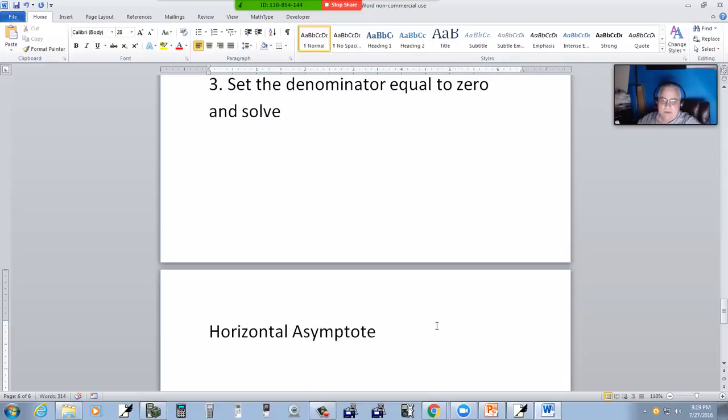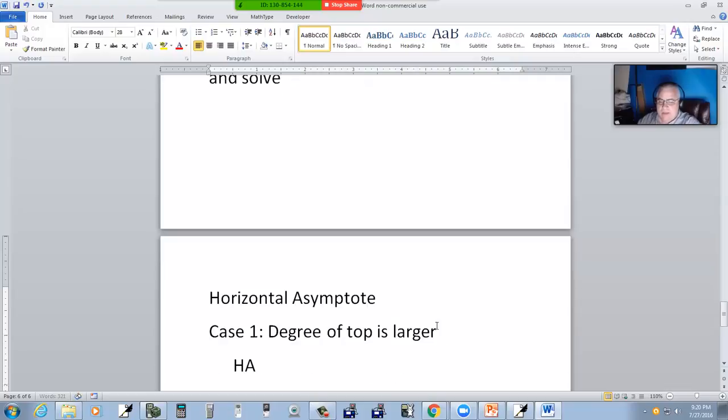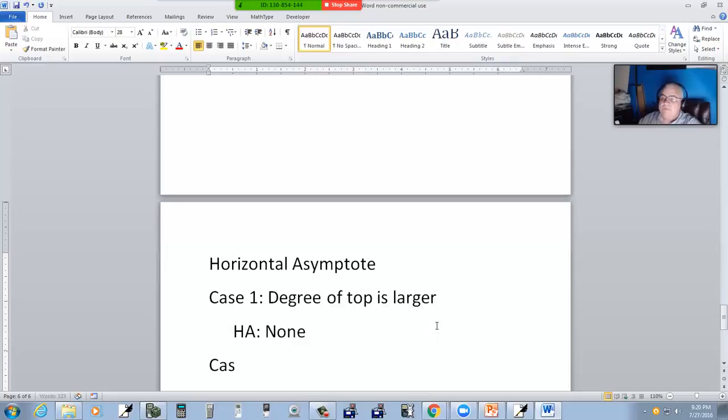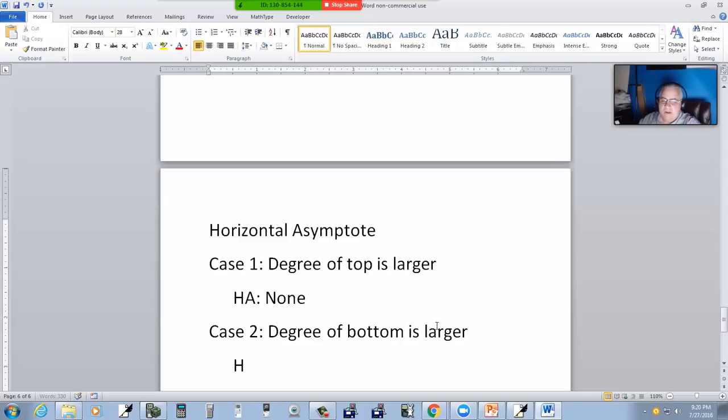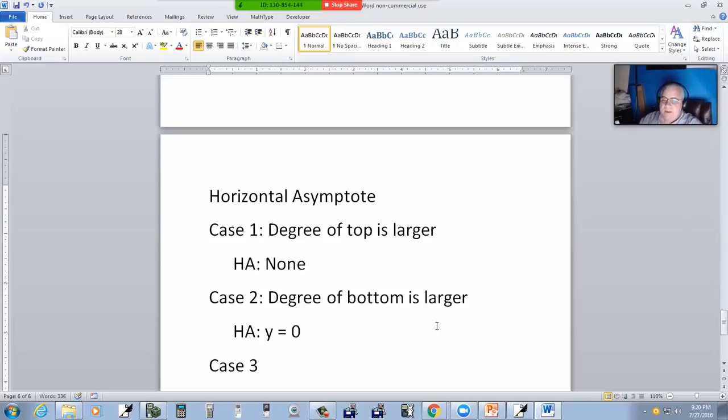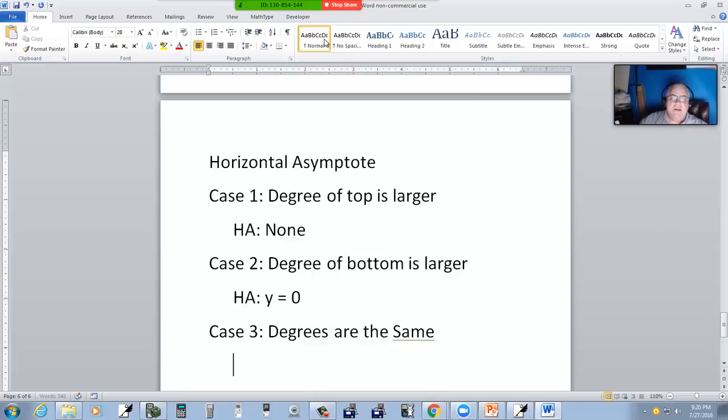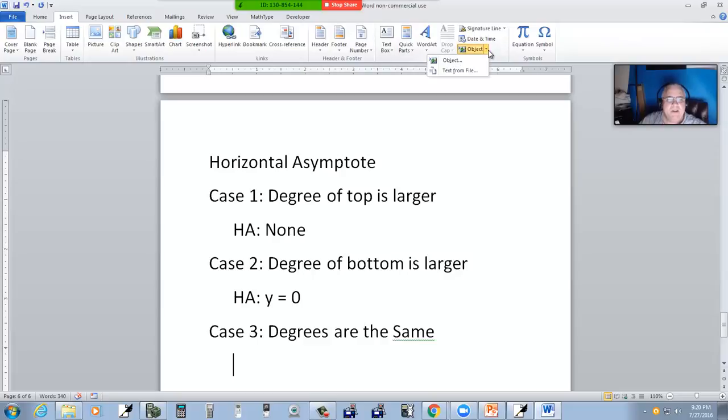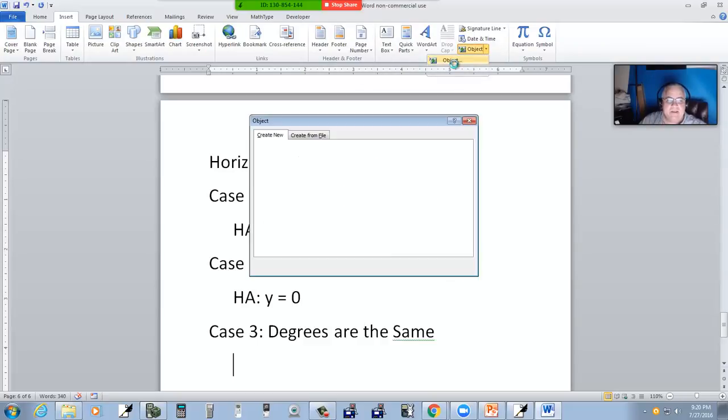So for a horizontal asymptote, you've got 3 cases. Case 1, the degree of the top is larger. That means there is no horizontal asymptote. Case 2, the degree of the bottom is larger. That means your horizontal asymptote is y is equal to 0. Case 3, the degrees are the same. I'm going to put an example in here, and after I make it, I'll increase the size of it so you can actually see it.